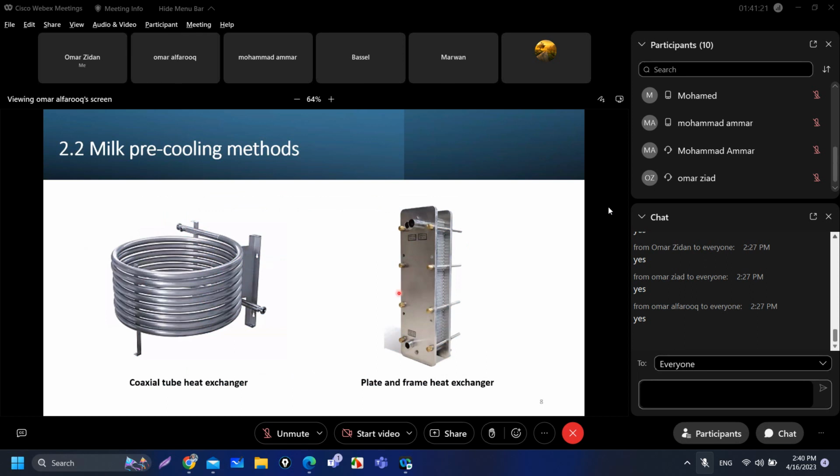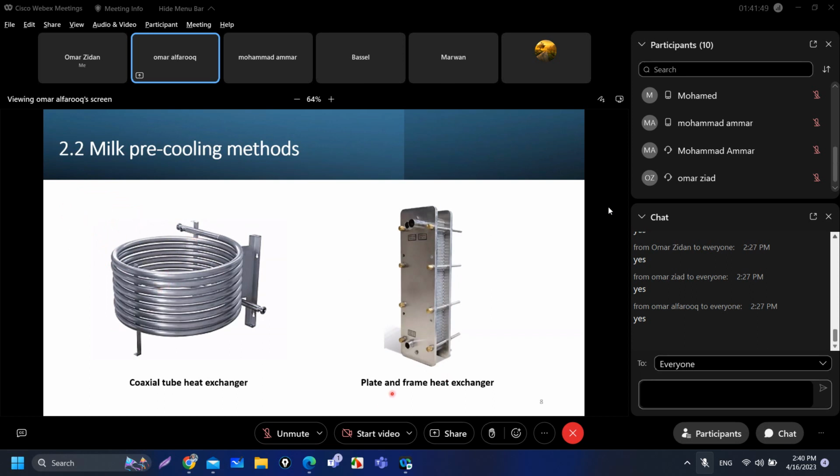Now, to pre-cool the milk, we have two methods. The first method is to use a coaxial tube heat exchanger. The coaxial tube heat exchanger is just like the double pipe heat exchanger, but the only difference is that it has a spiral shape. It has two concentric tubes, one fluid flowing in the inner tube and one flowing in the annulus region between the two tubes.